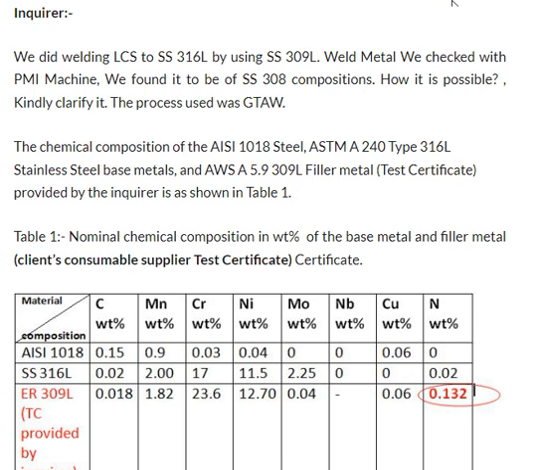Well, the inquirer asked a question. The fabricator has joined low carbon steel AISI 1018 steel with ASTM A240 type 316L using an AWS A5.9 specification 309L filler metal, and the test certificate is provided by the inquirer, which is shown in the table.